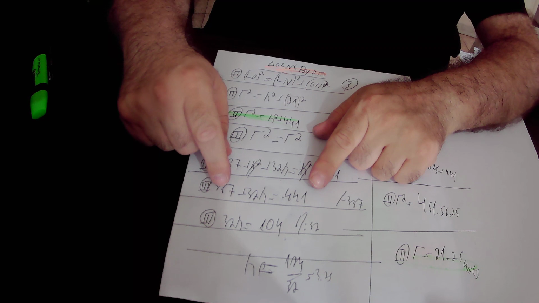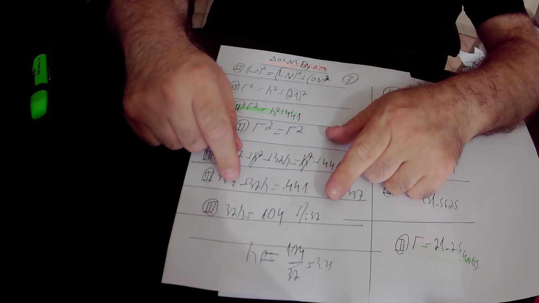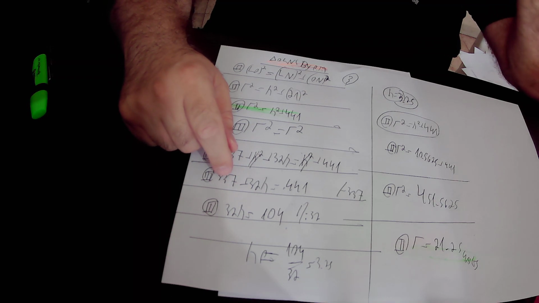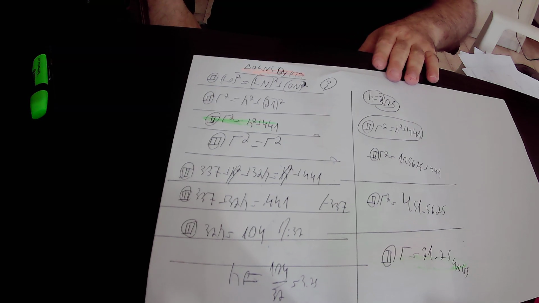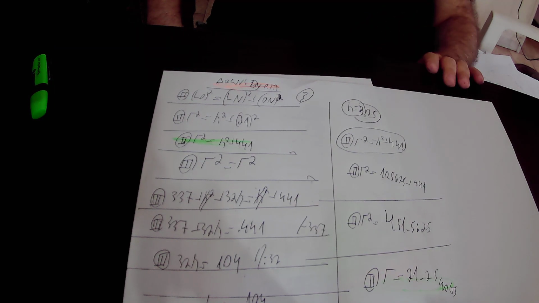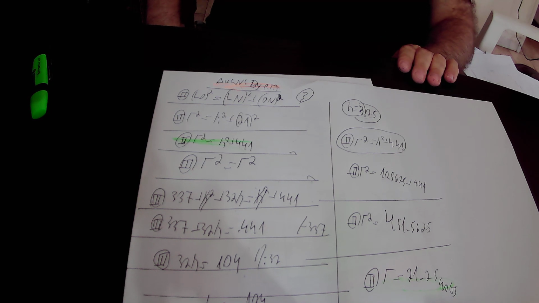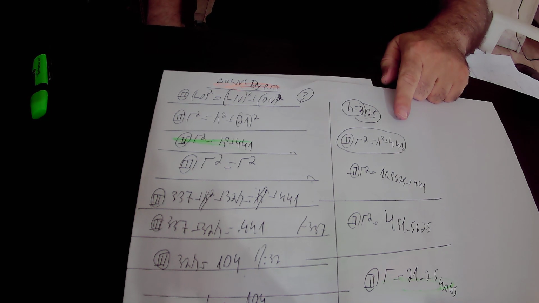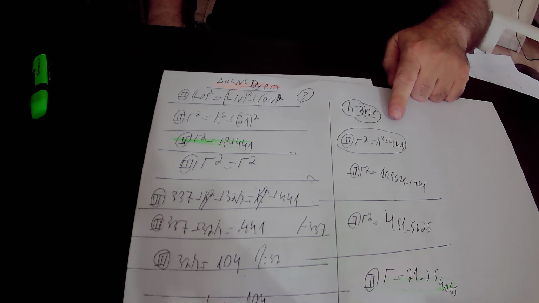We divided the equation by 32 and found out that h equals 104 over 32, that is 3.25 units. So we found out that h equals 3.25 units. Then we put the value of h in h squared in equation number 2. According to equation number 2, r squared equals h squared plus 441. So we substitute h by 3.25 in equation number 2.